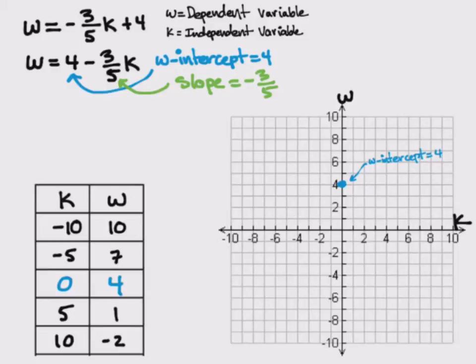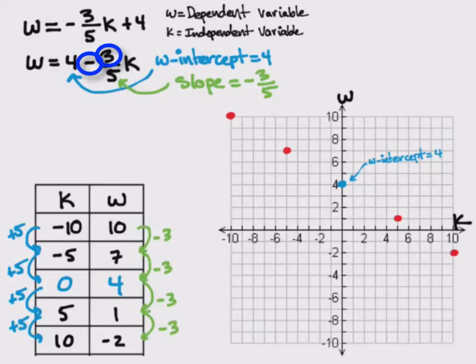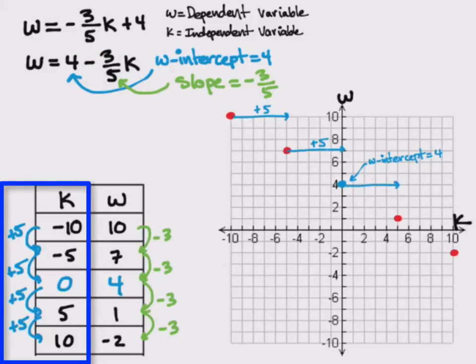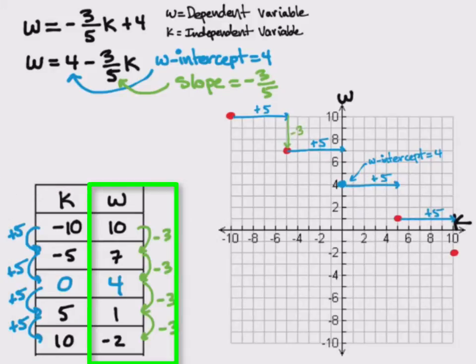Alright, now that we've got these ordered pairs, might as well graph them. Now, we're definitely in a position to graph our line, but I still want to take some time to discuss the slope of -3/5 and talk about how that shows up in our table of values and on our graph. One more time, our slope is -3/5, and if we look at our table of values, every 5 unit increase in k resulted in a 3 unit decrease in w. Or equivalently, every time we moved 5 units to the right on our graph, we moved 3 units down on our graph.